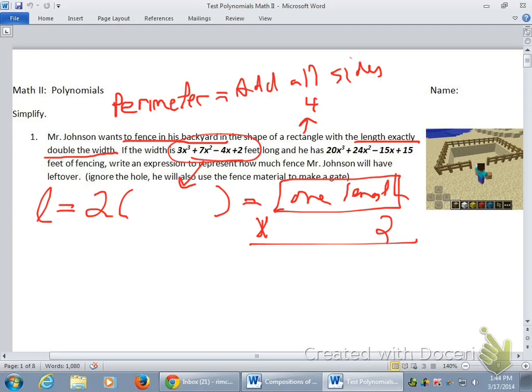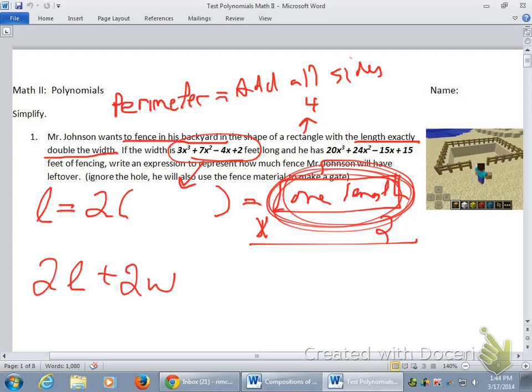But again, the number one thing was we did not get all 4 sides. So you need 2 lengths and 2 widths. Now here's your length. Your width was in the problem. That will give you your perimeter, right?